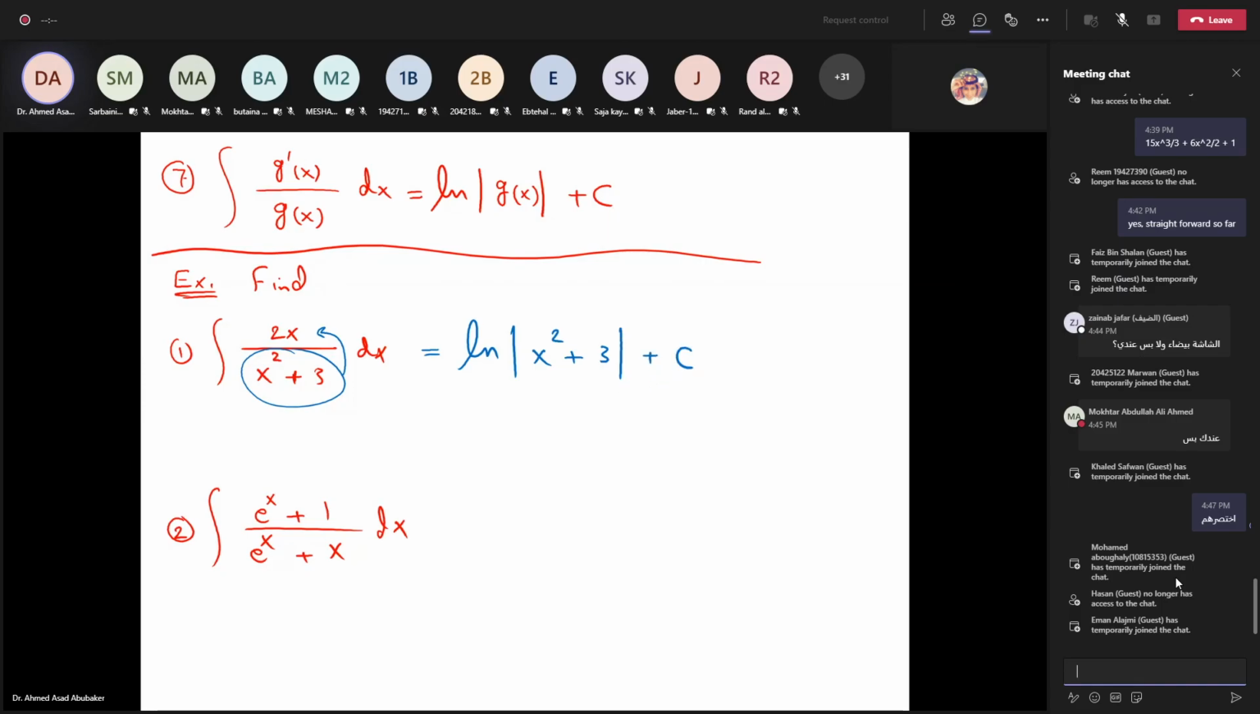If we find the derivative of the denominator in the numerator, then it is ln of the denominator directly. Okay. Also here, what's the derivative of e^x? e^x. What's the derivative of x? 1. So we have ln of the denominator, e^x plus x, plus c. Okay.